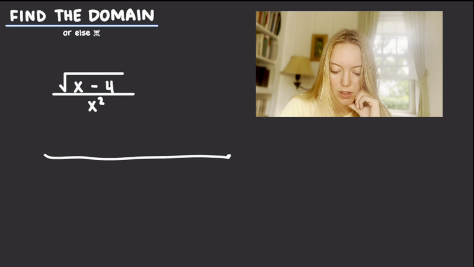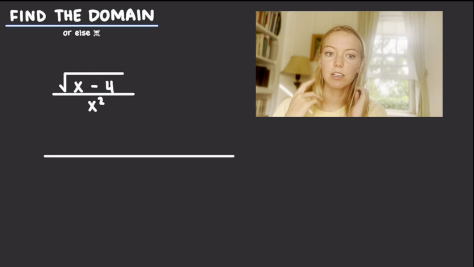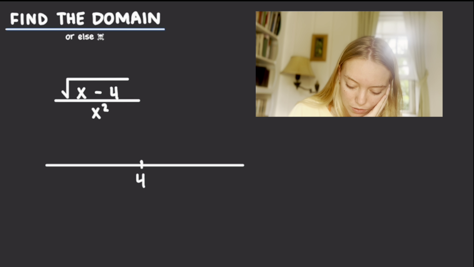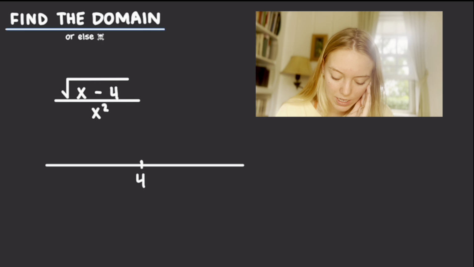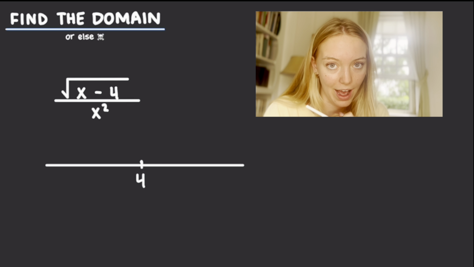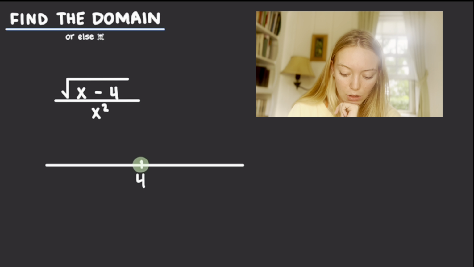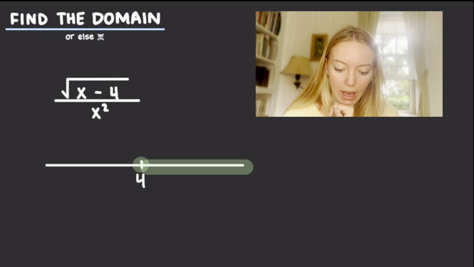So we're going to draw our number line, and we know that a square root cannot be negative, but it can be 0. So we're going to find where this function is 0. This function is 0 at x equals 4. Now we plug in numbers on the right and the left. If we plug in a number on the left, it's going to give us a negative number in the square root, which we cannot have. But if we plug in a number on the right, it's going to be totally fine. So we know that including 4, everything to the right is going to be okay.